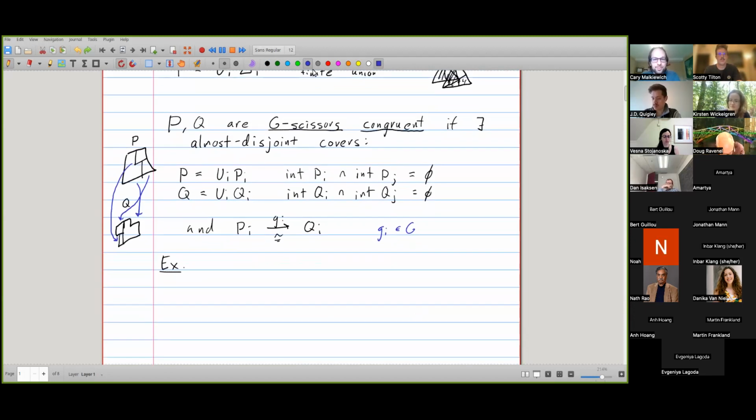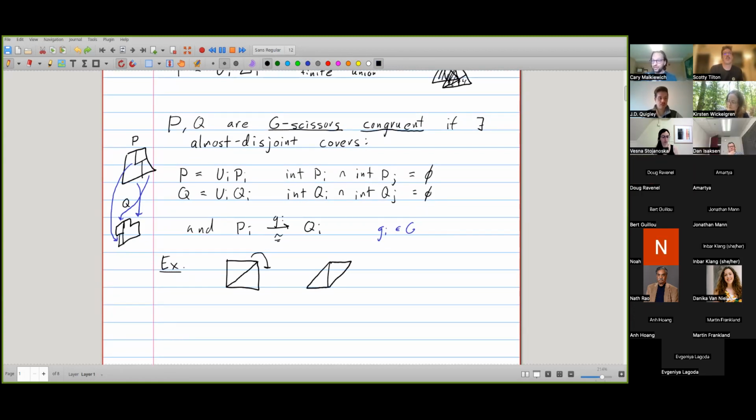So I drew an example up here. Here's another example. I can take a rectangle and I can cut it into two triangles like that. And then I can move one of the triangles over so that I end up with this parallelogram. So the rectangle and the parallelogram are scissors congruent, even though they're not actually congruent. Or I could take, for instance, a triangle, and I could cut it up like this, and then I could move these two pieces over.